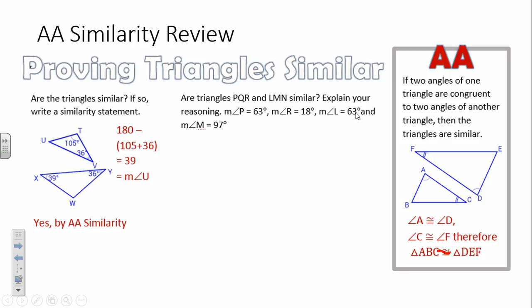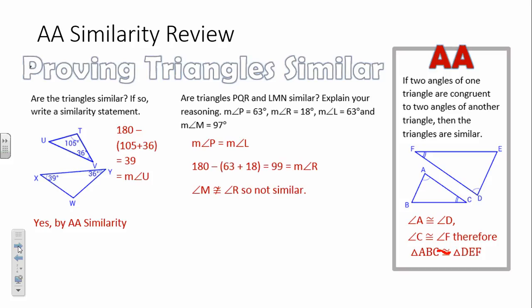So we see that 63 and 63 are equal. We have one pair of angles that are congruent. Let's find out if the other pair of angles are going to be congruent. The way to do that is to add the 63 and the 18 and subtract that from 180 to see if we get 97. Well, it turns out that when we take 63 plus 18, we get 81. So 180 minus 81 is 99, and that is not equal to 97. So the two triangles are not similar. Two pairs of angles have to be congruent to make the triangles similar. So that works when we have angles given.